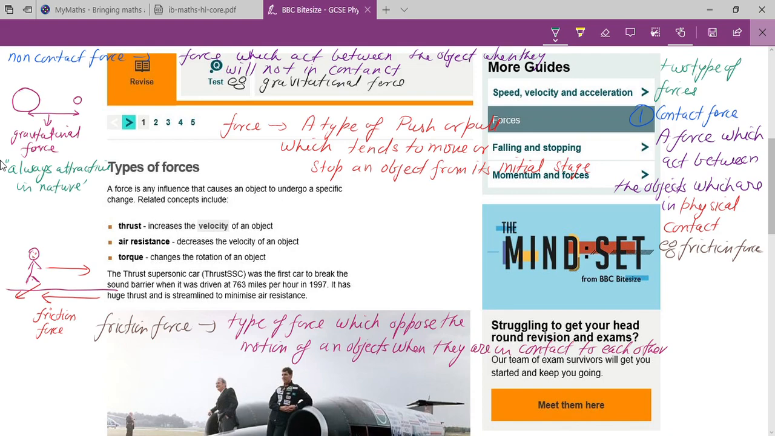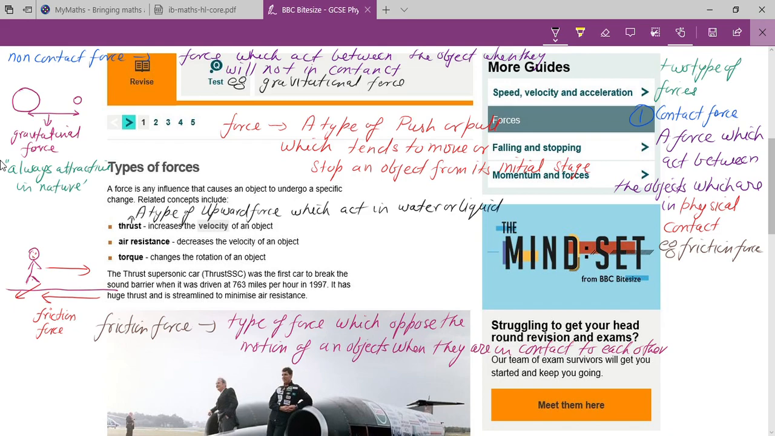Next is thrust. Beta, I am writing the definition of thrust here in black color. Thrust is a type of upward force which acts in water or liquid.